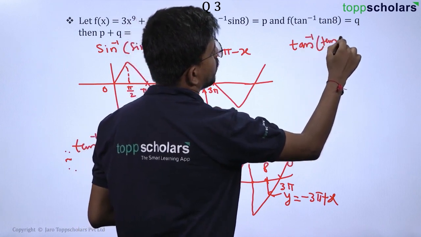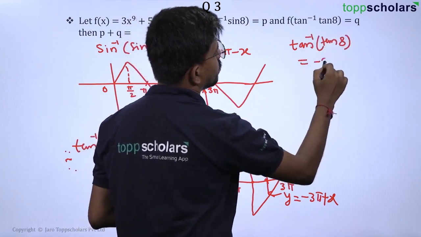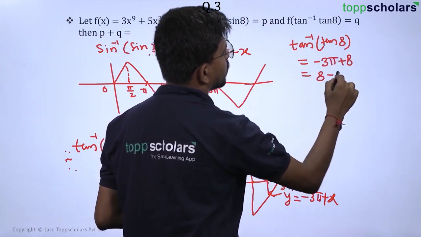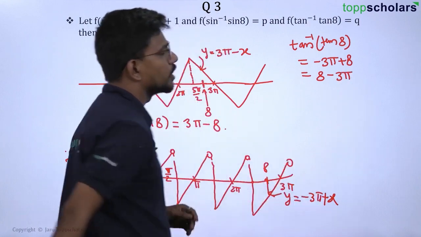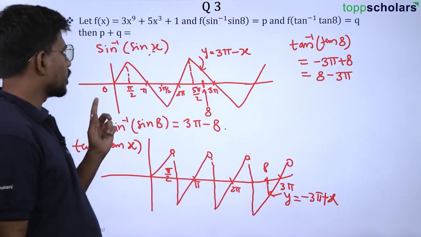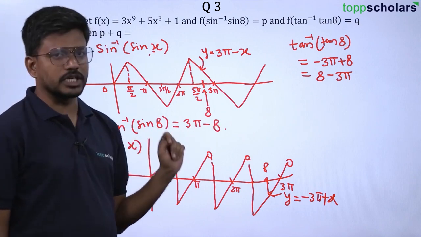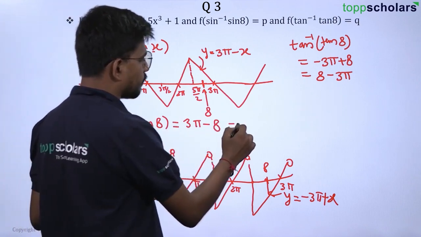Tan inverse of tan 8 will be equal to minus 3 pi plus 8. It means it is 8 minus 3 pi. That's it. Okay, 8 minus 3 pi. So as you can notice clearly over here, sine inverse of sine 8 is 3 pi minus 8. I will call that value alpha.